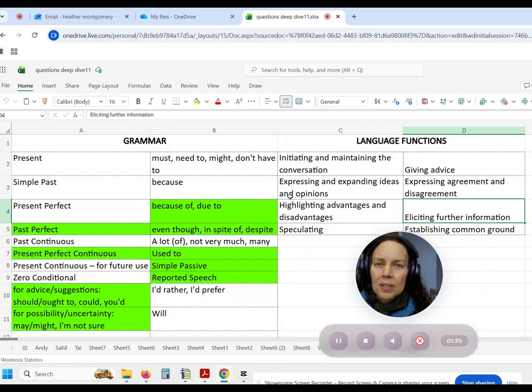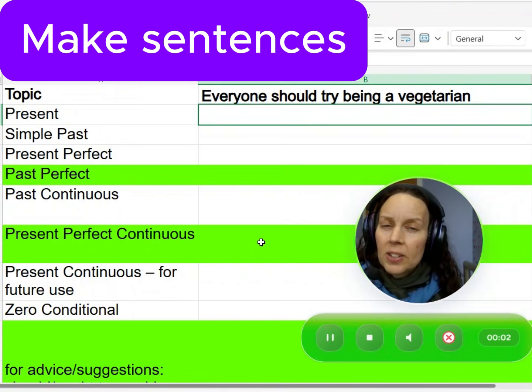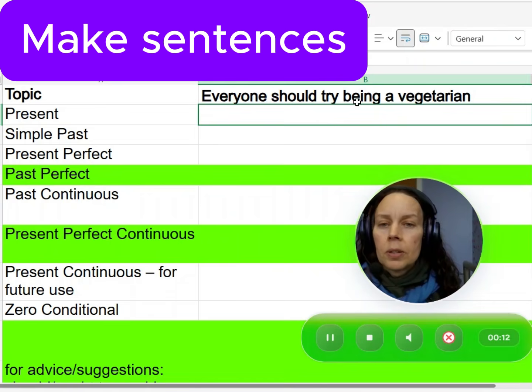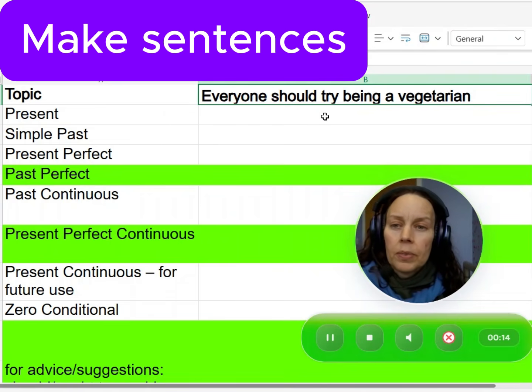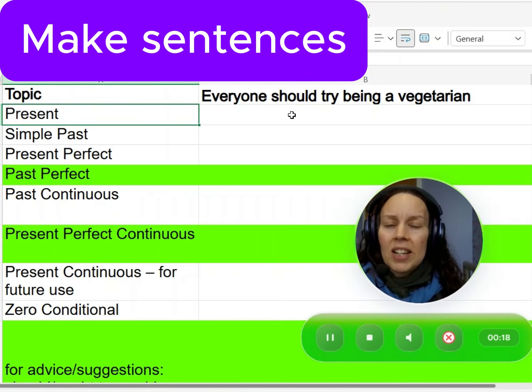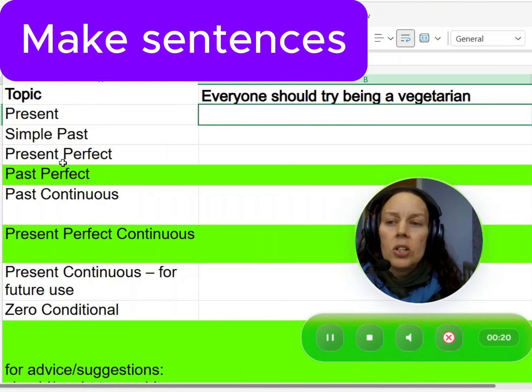How do I do this? Next, I want to practice making sentences. I need to know my starting point. How many sentences can I already say about this topic? How comfortable is this topic? So I put my topic at the top: everyone should try being a vegetarian. And then I either write or say sentences for each of these points in column A.